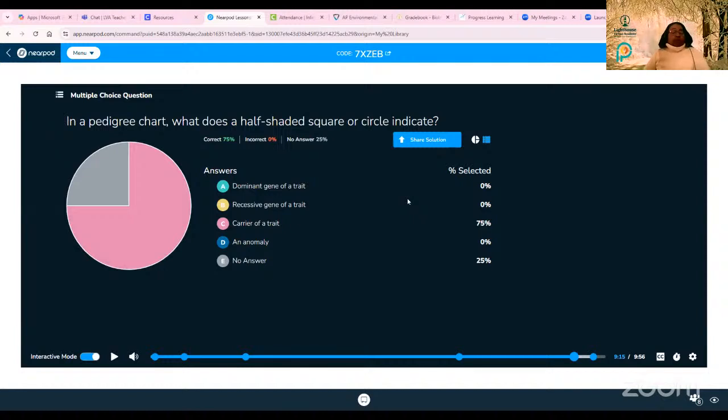Okay, so understand that the circle or square will be fully colored in if they have the trait. If they don't have the trait, but they are a carrier of the trait, we shade it with half of the circle or half of the square shaded.